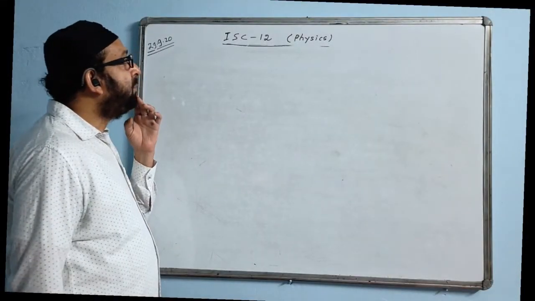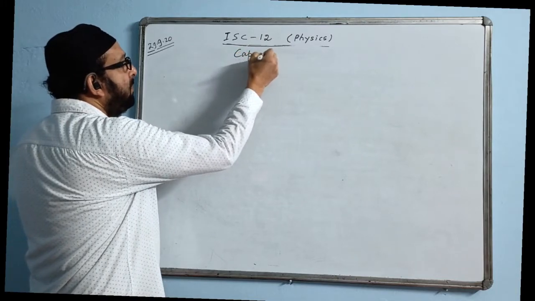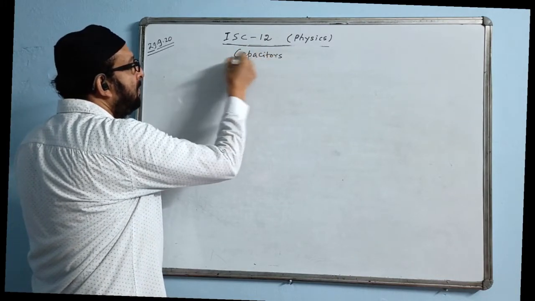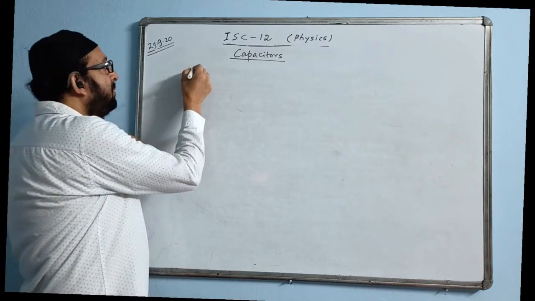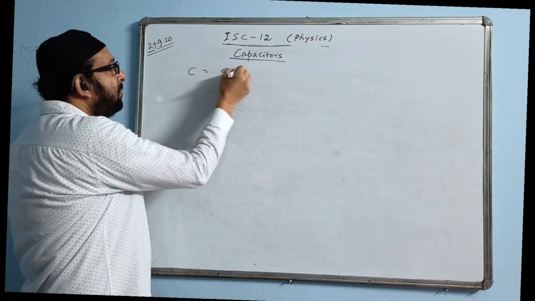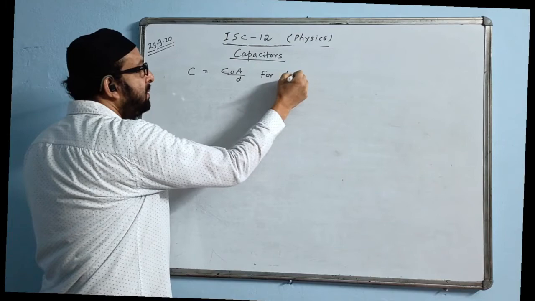Today we will be doing the numerical problems of the chapter capacitors. Numericals on capacitors. So the formula I think you are acquainted with: C is equal to epsilon naught A by D. This is the formula for a parallel plate capacitor.